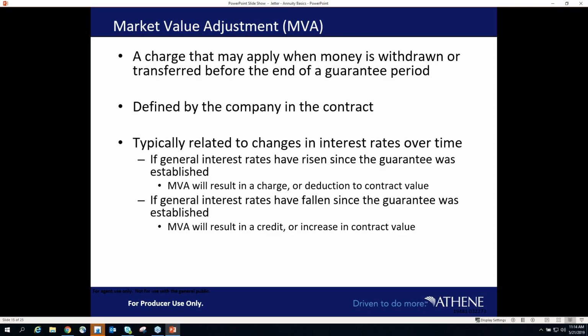Now we'll talk a little bit about market value adjustments. That's a charge that may apply when money is withdrawn or transferred before the end of the guarantee period. It's defined by the company in the contract, typically related to changes in interest rates over time. In general, if interest rates have risen since the guarantee was established, the MVA will result in a charge or deduction to the contract value. So if interest rates have fallen since the guarantee was established, the MVA will result in a credit or an increase in the contract value.